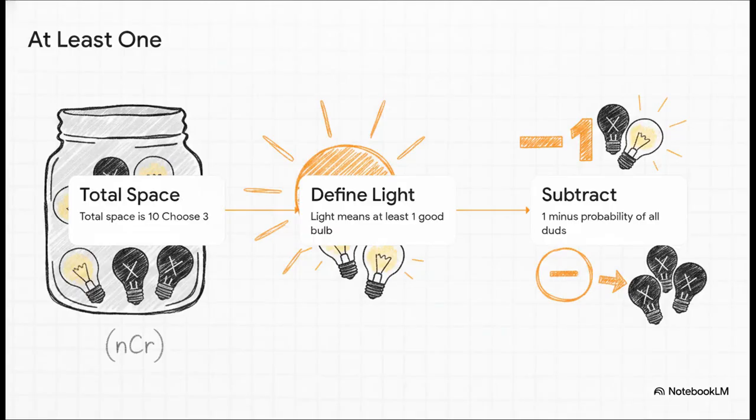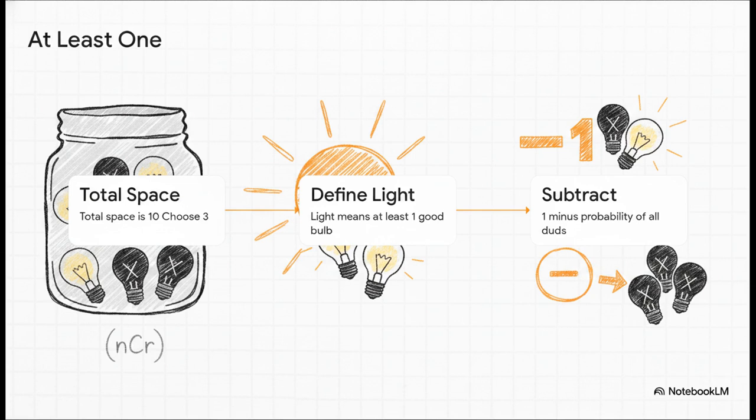Let's demystify this at least one shortcut. Step 1. Your total sample space is choosing 3 bulbs from 10, so 10 choose 3. Now, sure, you could calculate the exact probability of picking exactly 1 good bulb, then 2 good bulbs, then 3 good bulbs, and painfully add them all up. But actually, it's mathematically way faster to find the exact opposite.